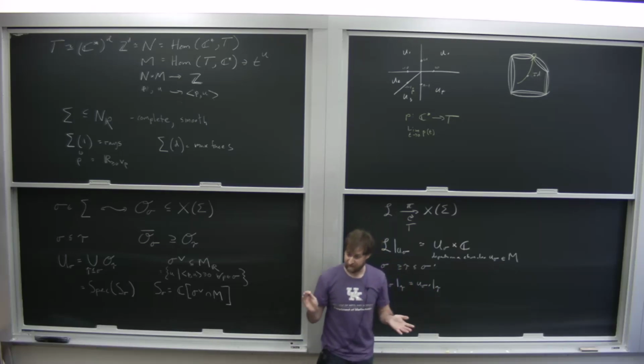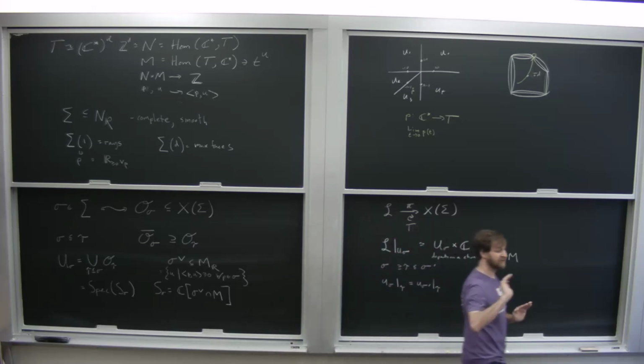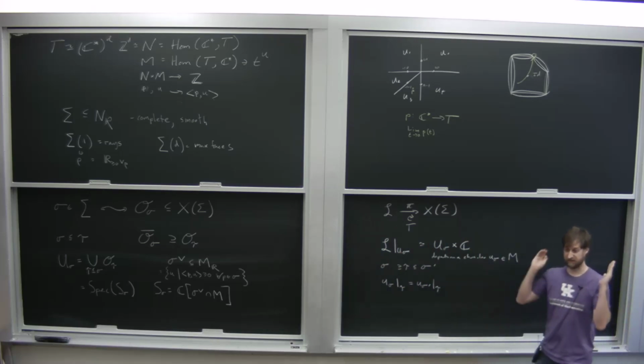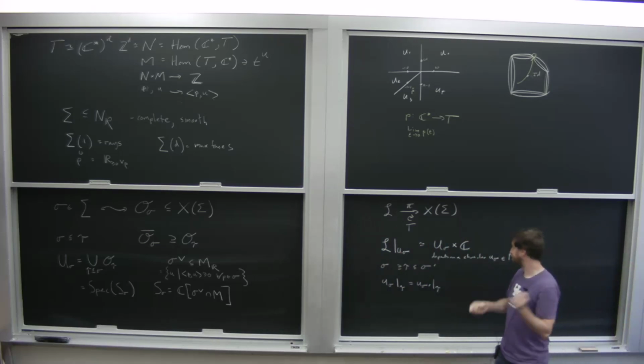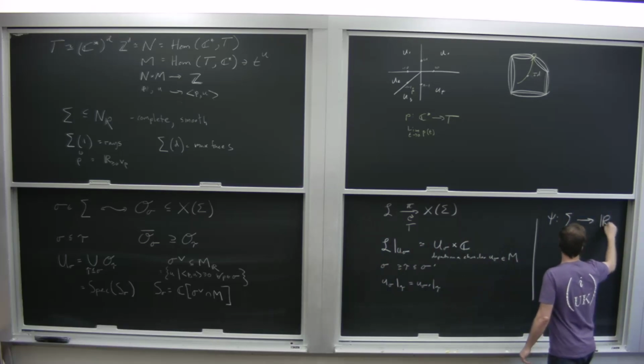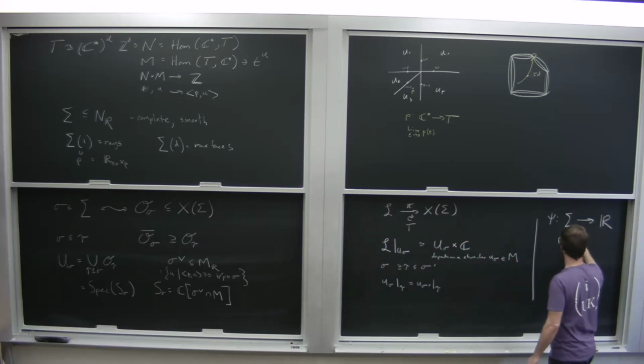So let's put all that together. For each maximal face, we have a linear function, and they have to agree where the maximal faces touch. So that is the data of a piecewise linear map.